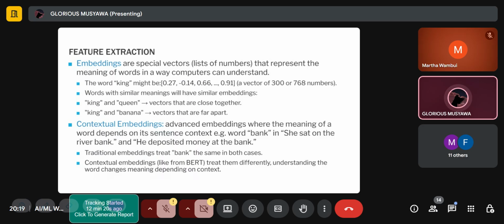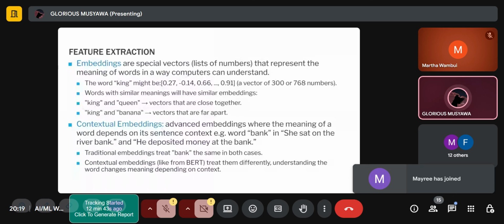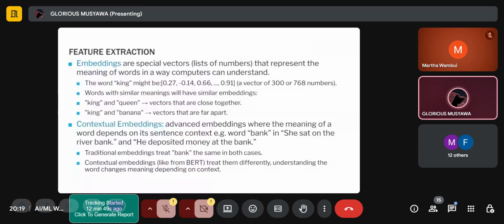Yeah, so embedding is an important aspect of feature extraction in natural language processing. We have several types of embeddings. For example, contextual, from the word context. These are advanced embeddings where the meaning of a word depends on its sentence context. For example, bank in 'she sat on the river bank' and 'he deposited money at the bank'. These are two different sentences. When I say she sat on the river bank, that means she sat on the bank of a river. Then when somebody says he deposited money at the bank, we're not talking about the same bank. So language is complicated.